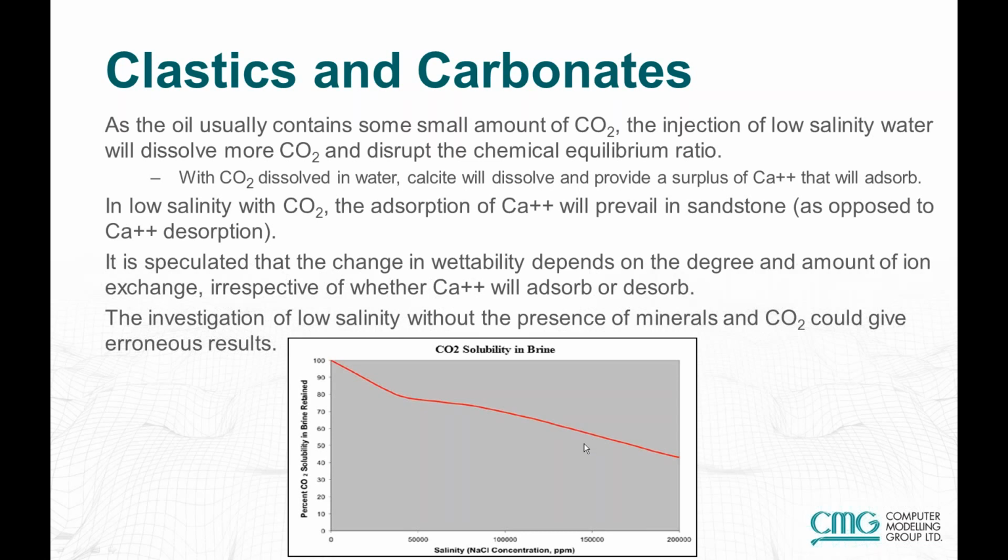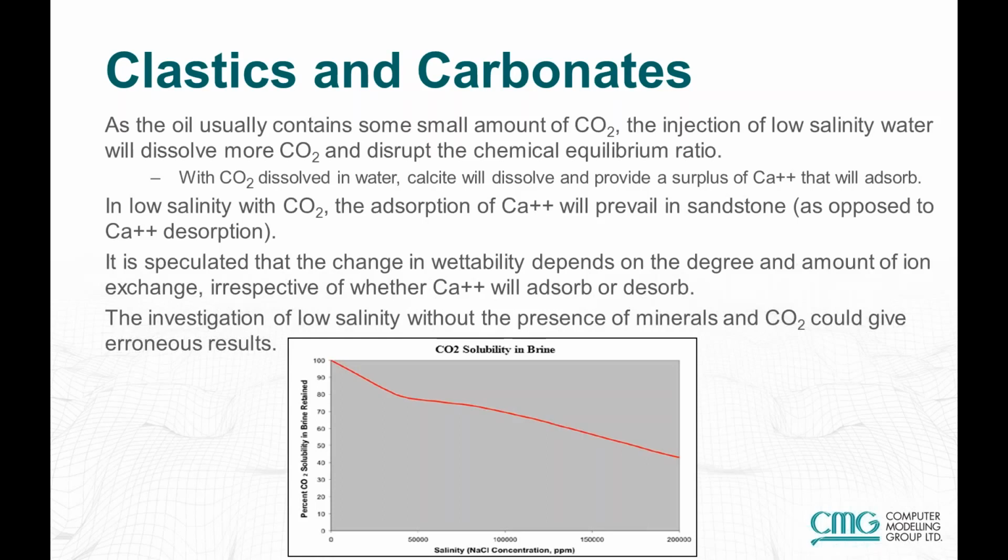You see at high salt concentrations, the CO2 solubility in water is fairly low. But as you get lower, like seawater here, or low salinity water somewhere here, the CO2 solubility in water becomes much greater. So that is why the CO2 will partition more into the water when the salinity is lower. So when that CO2 partitions into the water, then calcite will dissolve and provide a surplus of calcium that may or may not absorb.